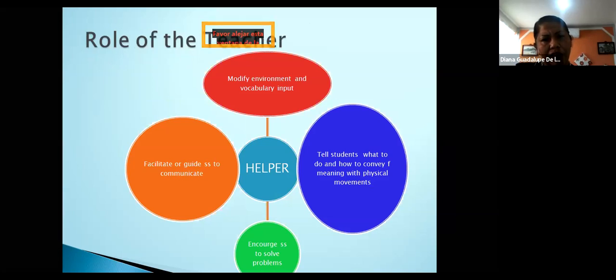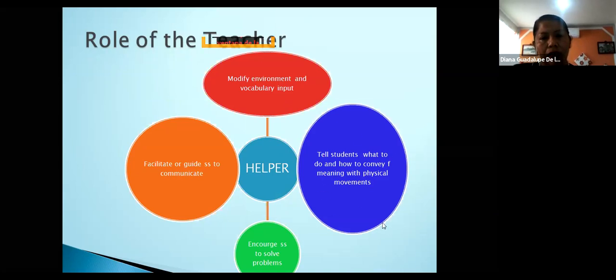What is the role of a teacher there? The role of a teacher in these four methodologies is the helper in all of them. In one of them, Suggestopedia, the teacher modifies the environment. So the teacher is going to modify the environment and give them vocabulary in a very nice and relaxing situation.